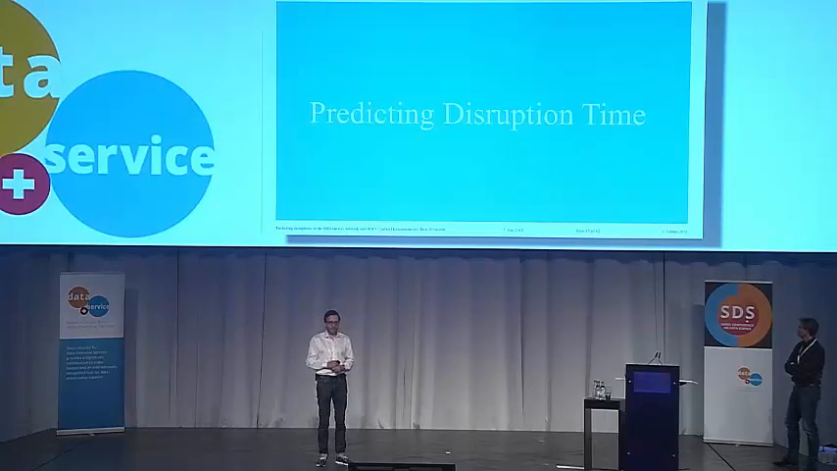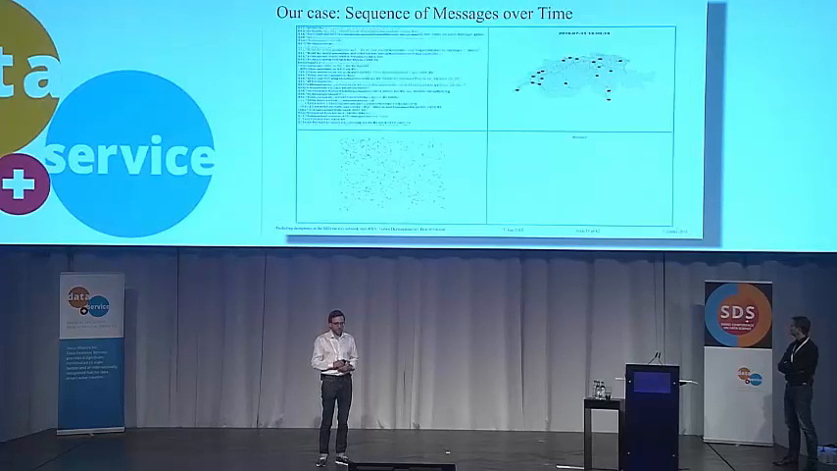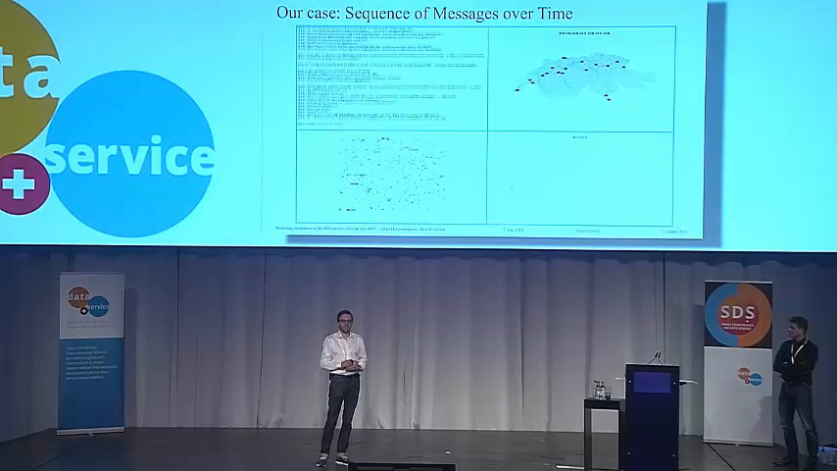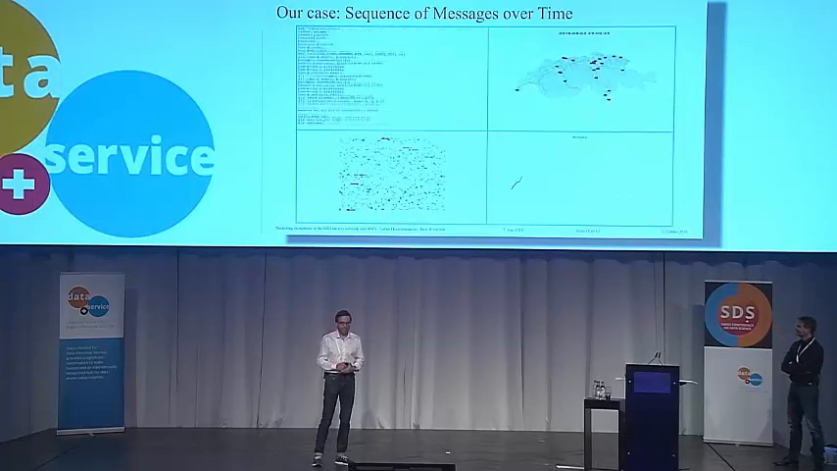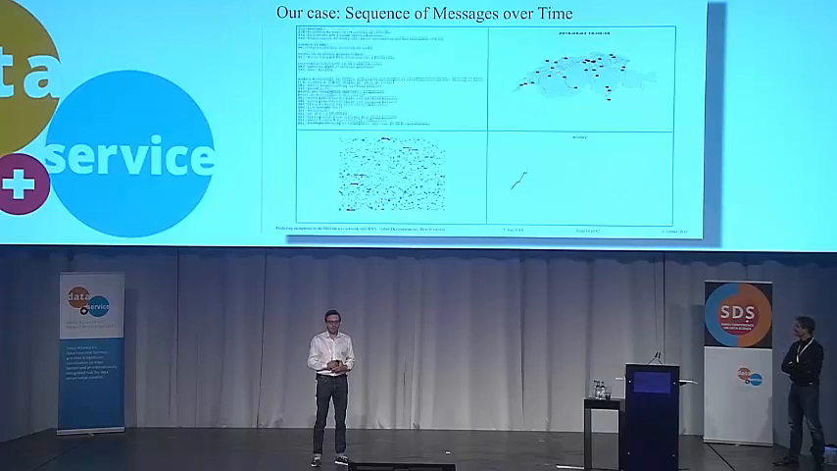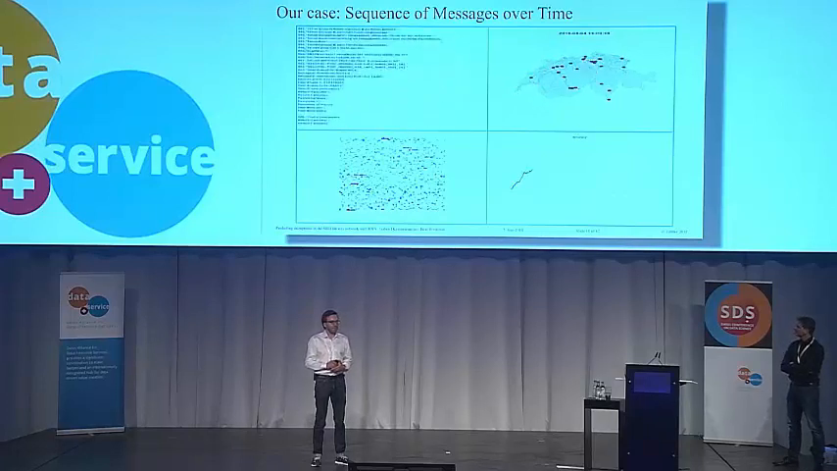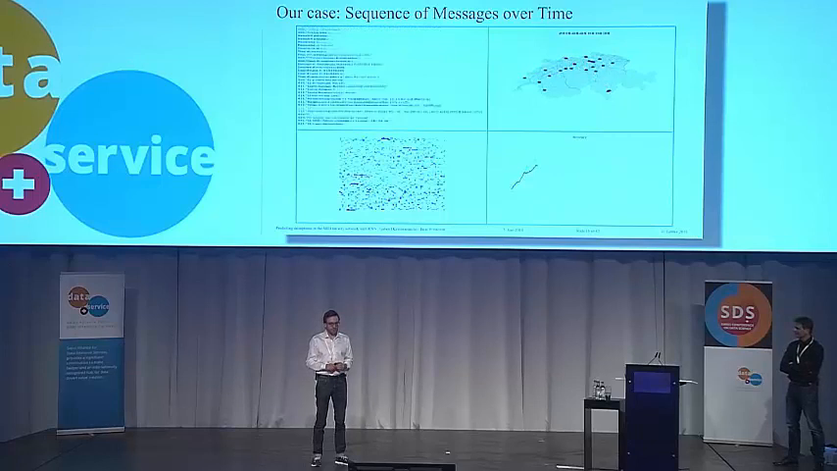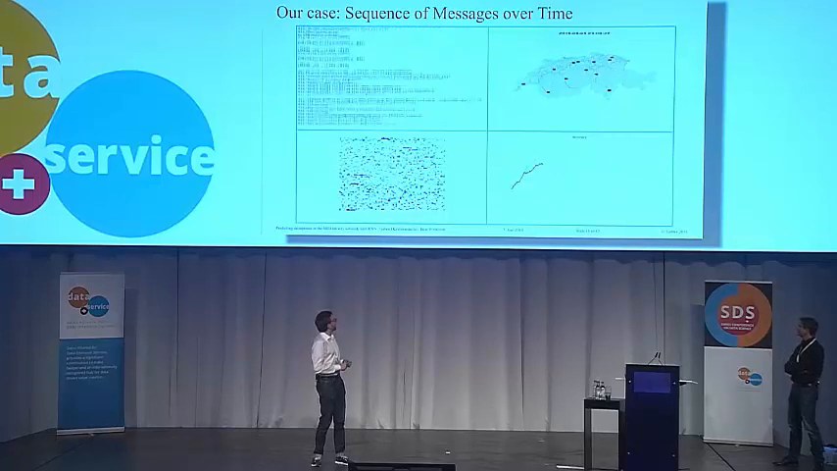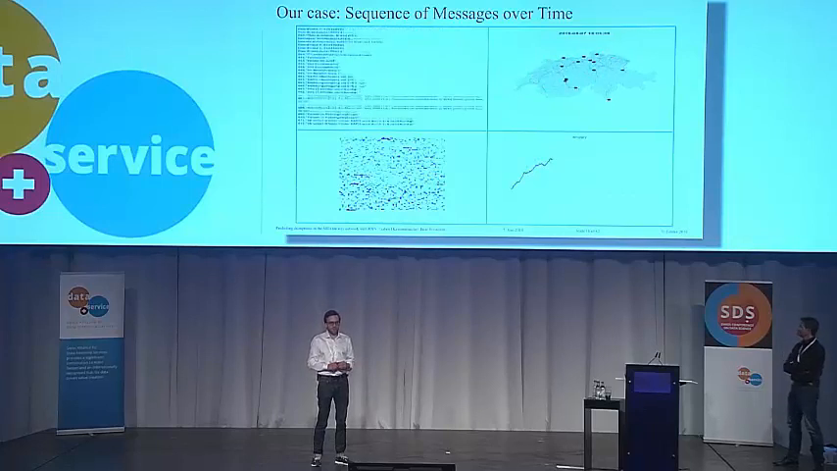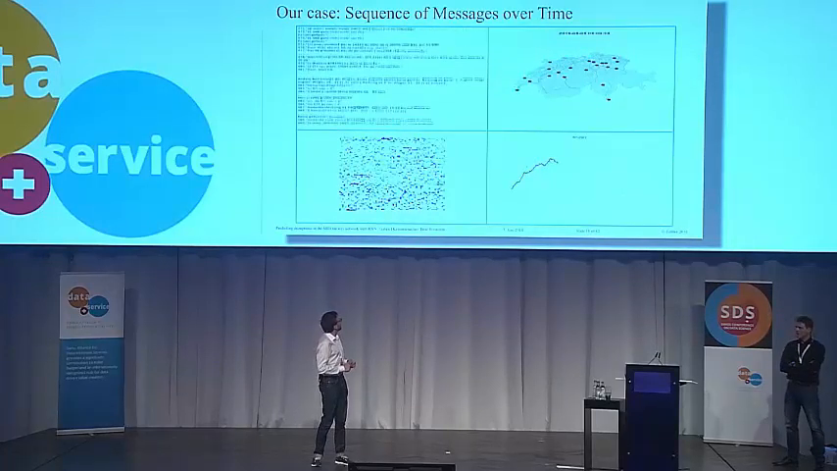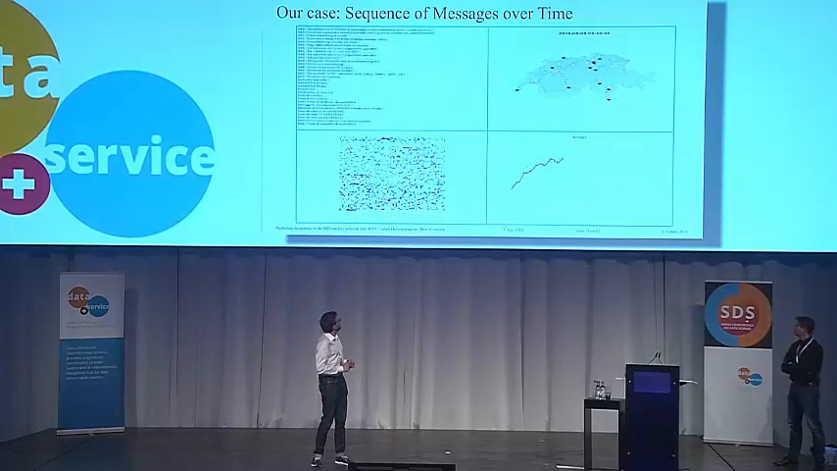Now back to our disruption time prediction problem. This is a visualization of our case. On the top right-hand side, you see the stream of messages coming into our system. These are the messages that are entered by humans into the system. On the top left-hand side, you see where they occur. This is the location that we've talked about. This is all the disruptions taking place in August 2016, I think, some days in August 2016.